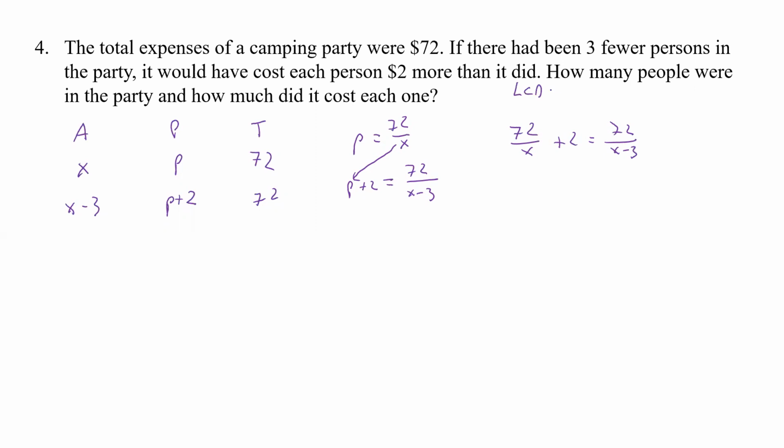Now what is our LCD? Well, that's X times X minus 3. And so we'll multiply each term by that. Now when we do the first one, the x's cancel, we get X minus 3. And then we have plus 2 times X minus 3 and equals, now this X minus 3 cancels and we get 72X. So now getting rid of the parentheses, we distribute.